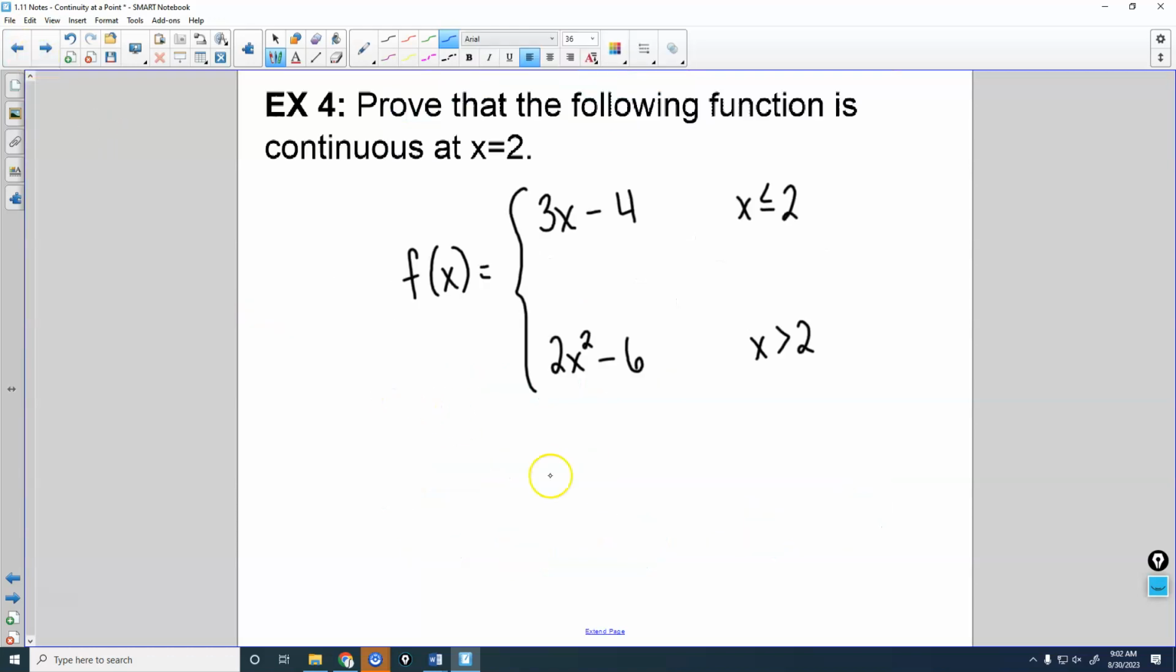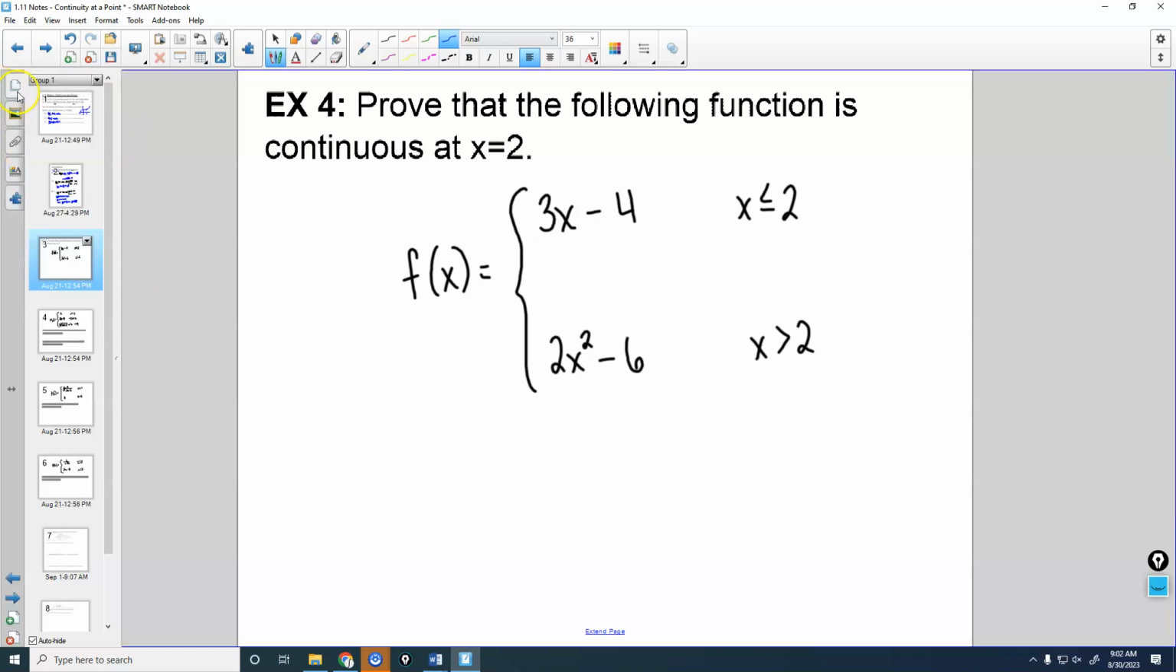All right, so let's look at the full-blown prove that something is continuous. You're going to mostly see these with piecewise functions. Sometimes maybe with a graph or something, even though I don't know if I put those on here. But mostly with piecewise functions is where you're going to see this. So, we're going to prove that the following function is continuous at x equals 2. So, I have to prove 3 things.